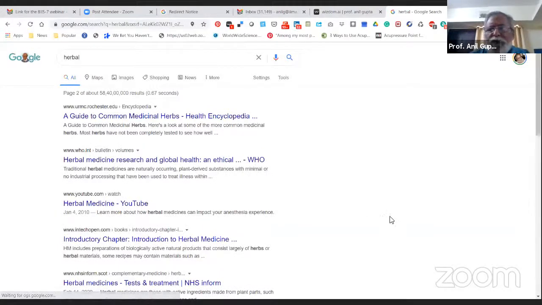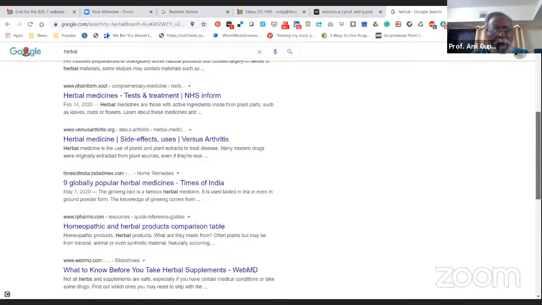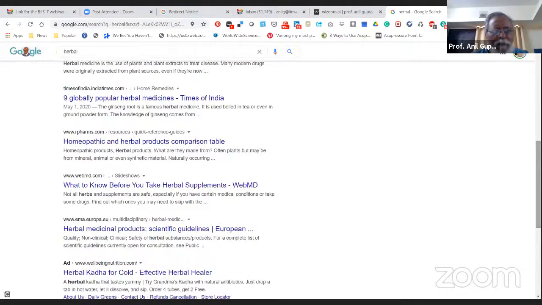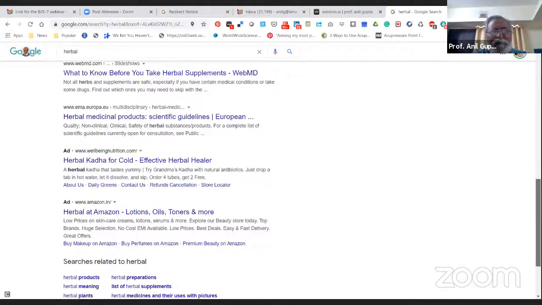And here you have herbs. Only one book will come here, I had seen. So far, no book has come. There is no PubMed reference. Do you see that point? There is no book, there is no patent, there is no PubMed reference. And if you rely on Google, this is what will happen to you.